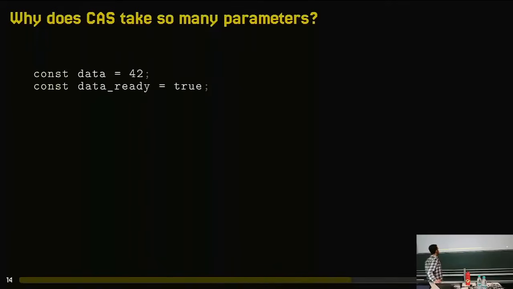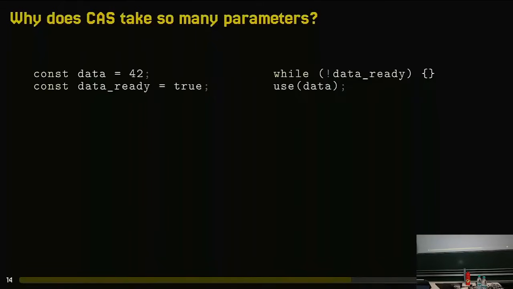I also prepared a little intro example for that. So imagine this is executed by thread 1. This is executed by thread 2, while both can access the data variable. I know, again, not completely syntactically correct, but it's for the purpose.